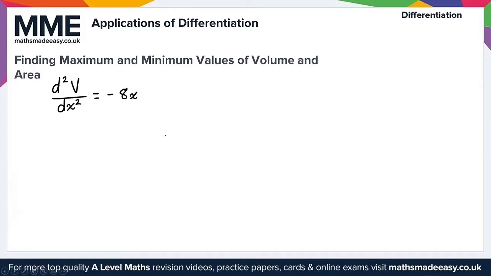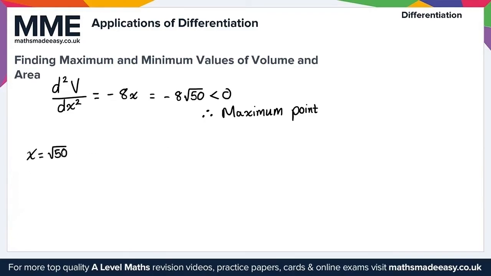So if we substitute our solution of x equals the square root of 50 in, what that gives us is minus a times the square root of 50. And clearly, this is less than 0. So this is definitely a maximum point. So that's a maximum point. So therefore, we have x equals the square root of 50.